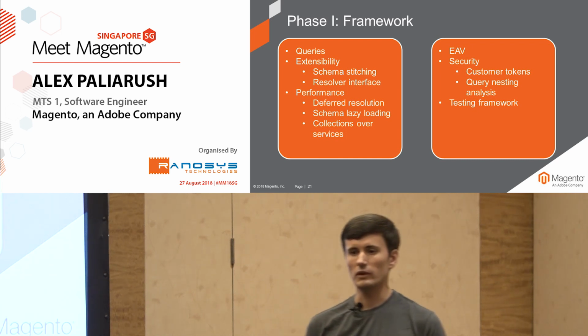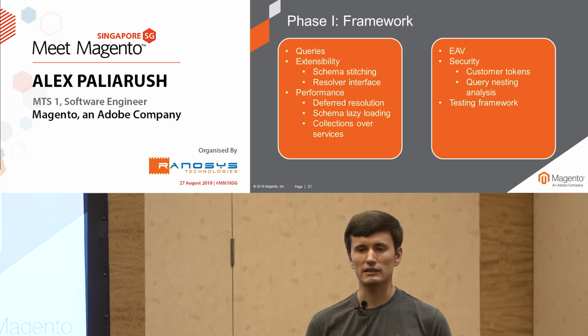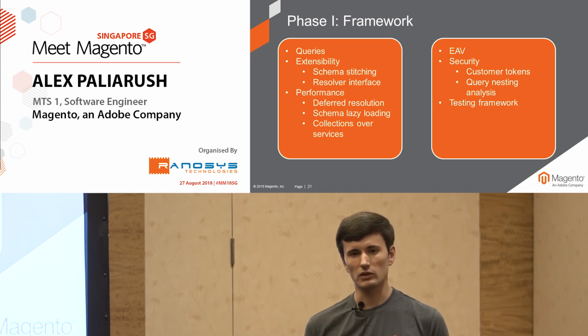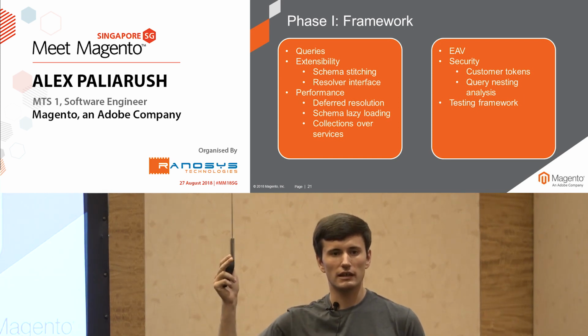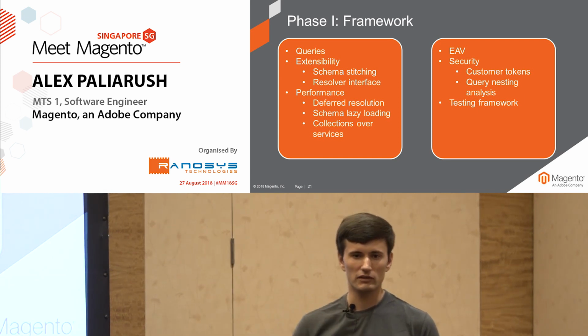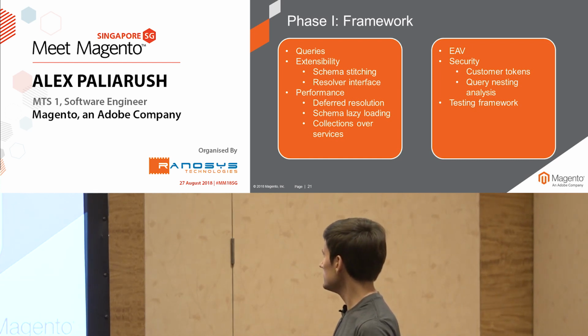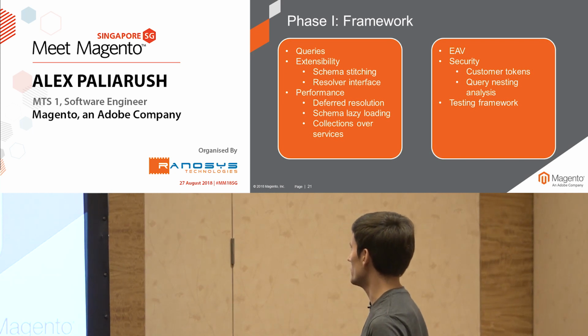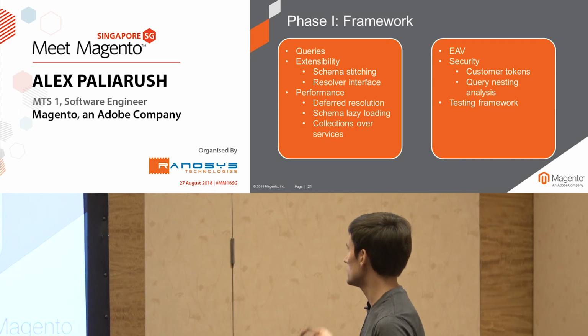Also, we added support for EAV attributes. Right now, they're supported without any containers on top level, and since everything in GraphQL resolves to scalar types, it's a strictly typed language. That's why even EAV attributes, you can see them, let's say, on product entity declaration. You can see each EAV attribute available at the moment, and you can see the type for each of them. We also have examples of implementing customer authorization and authentication, as well as we implemented query nesting analysis.